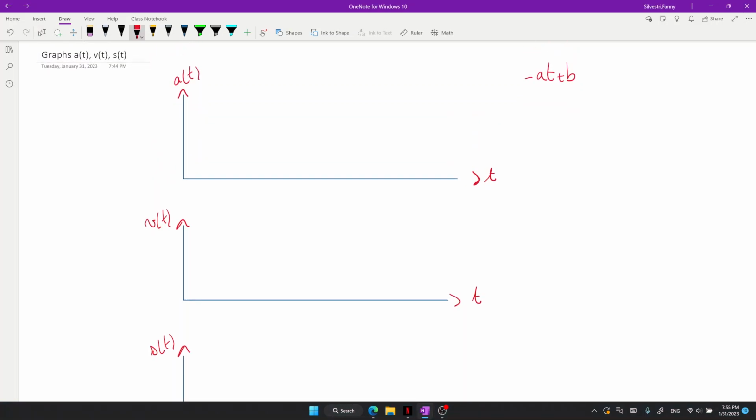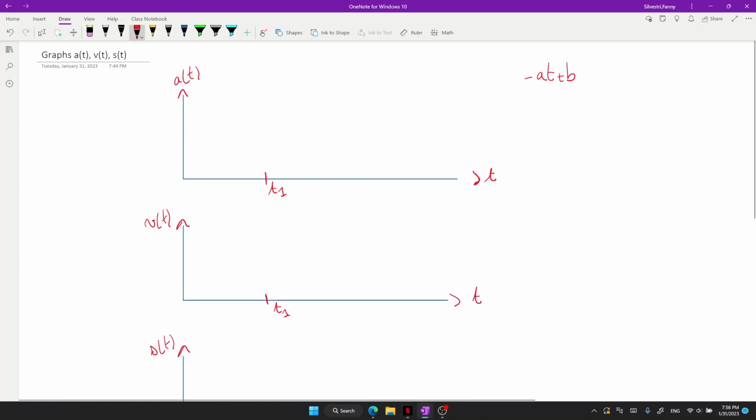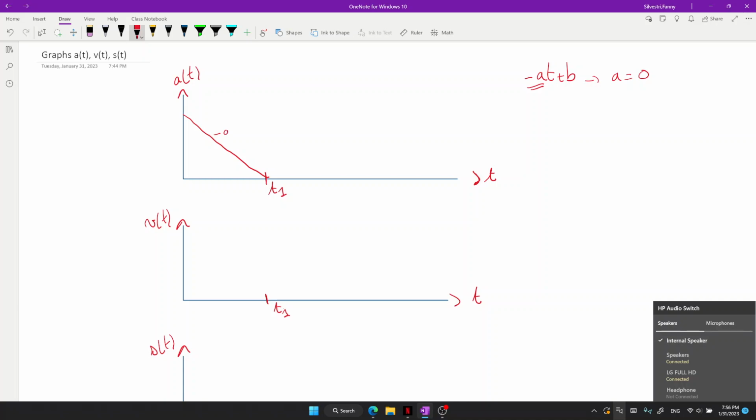So the first part, until t1, we will have the first segment from 0 to t1. The first part is a of t equals minus at plus b, and it goes up to a equals 0 when the velocity is constant. So your first acceleration will be a line with a decreasing slope of minus a, that's the slope. It starts from b and it goes to 0.